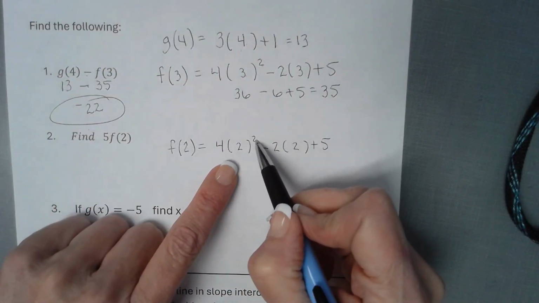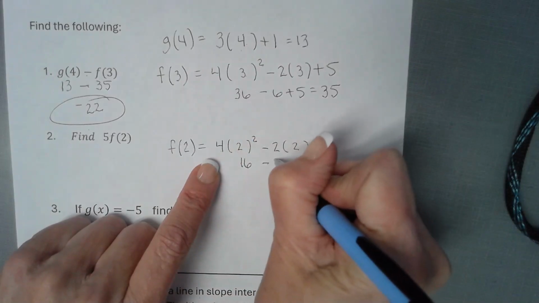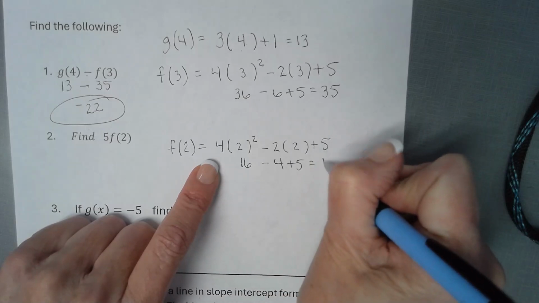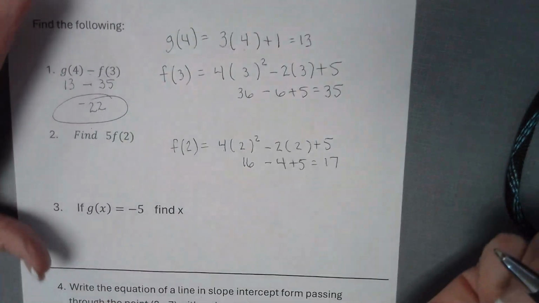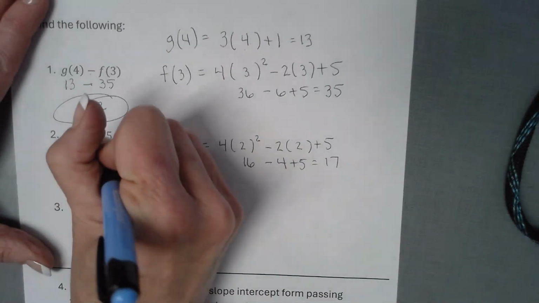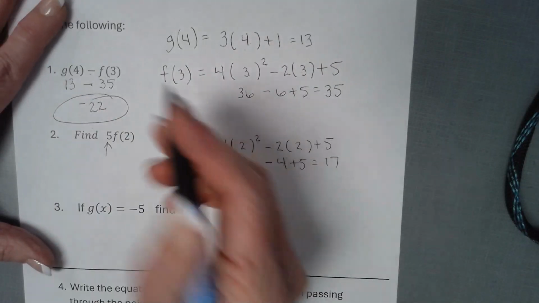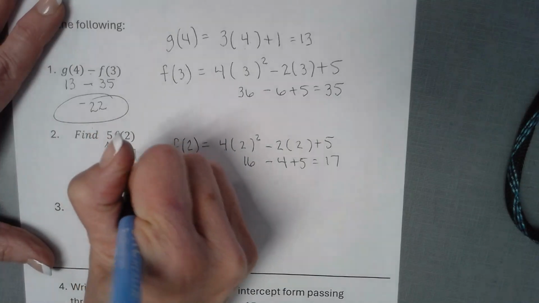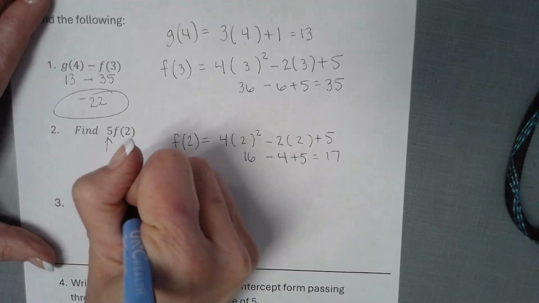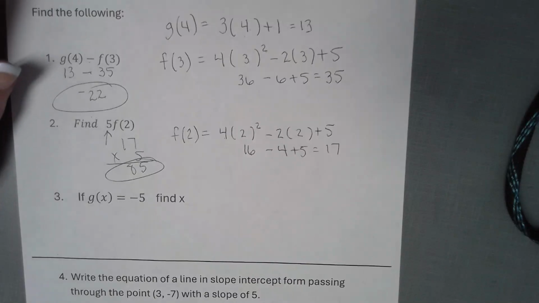2 squared is 4. 4 times 4 is 16. 2 times 2 is 4. And then plus 5. Believe we get 17 there. Okay, now that's not the answer. The reason why that's not the answer is, what are we supposed to do after we evaluate? We're supposed to multiply by 5. So 17 times 5 is 85. The correct answer there was 85.